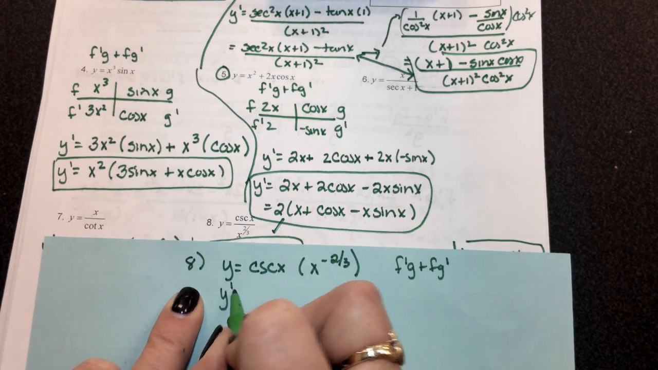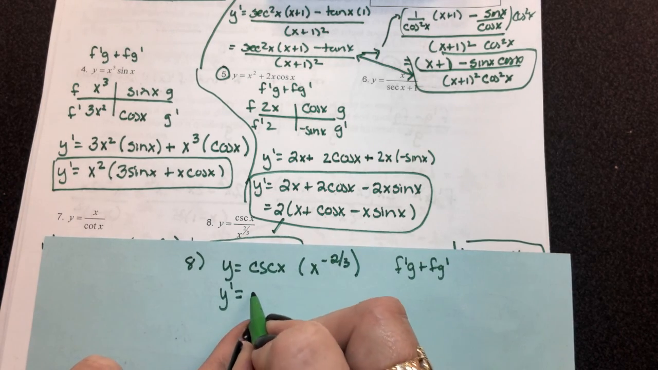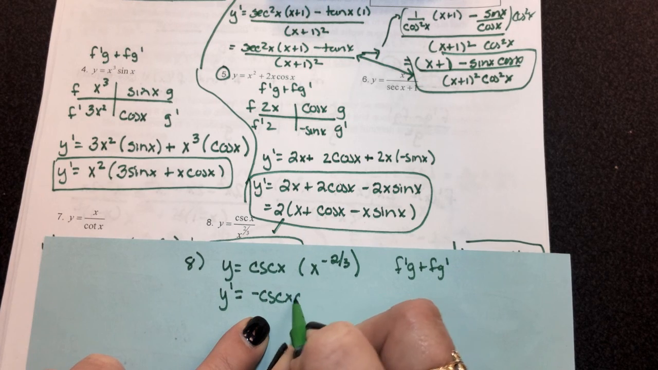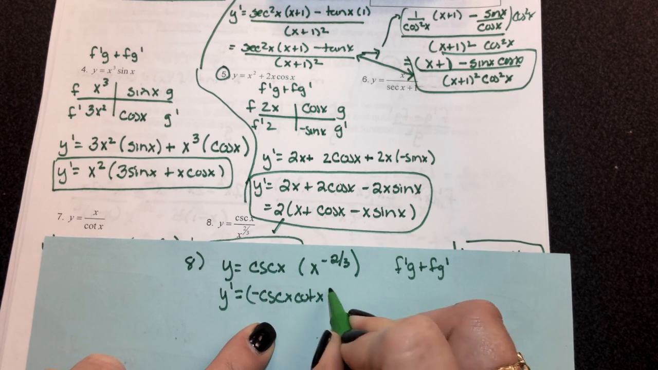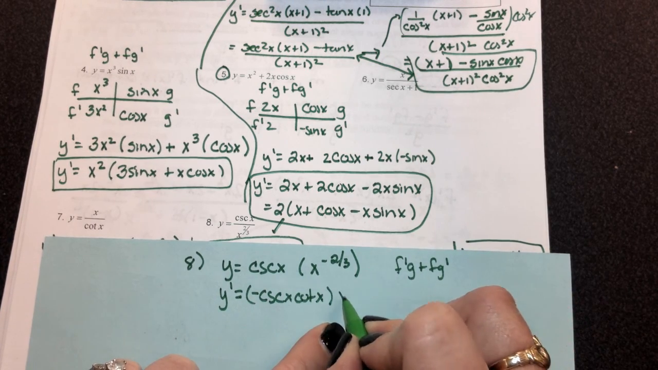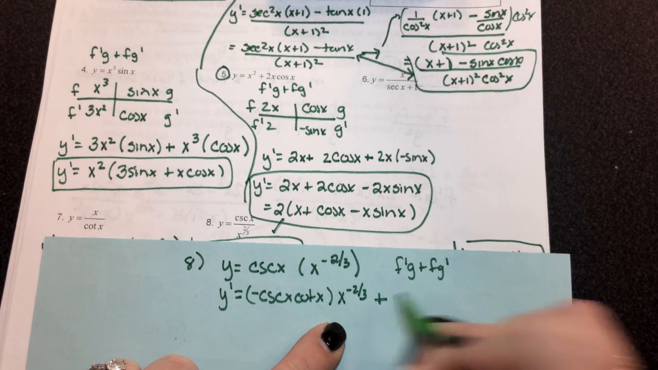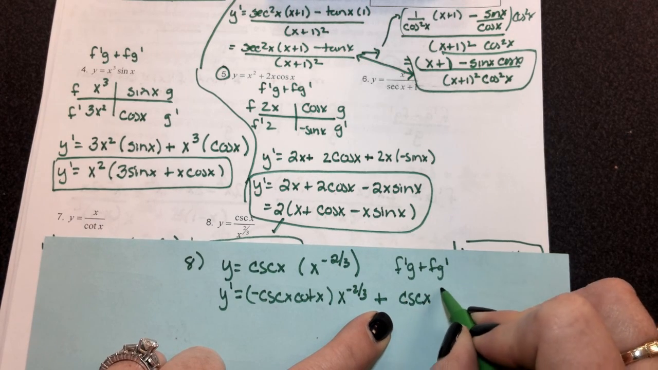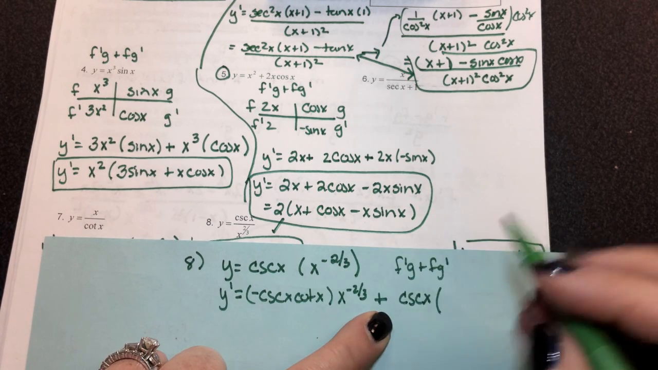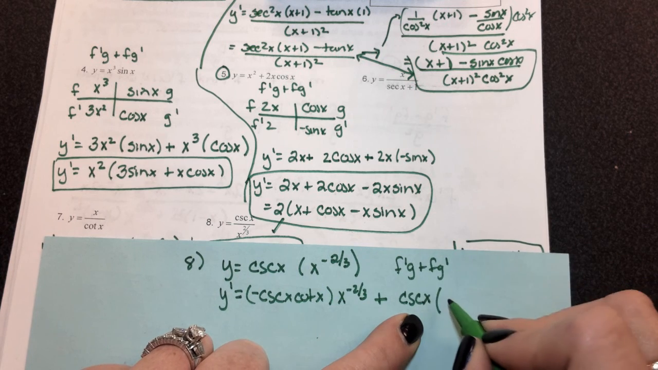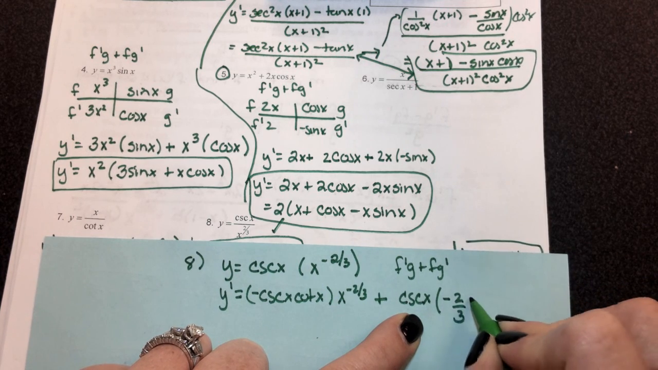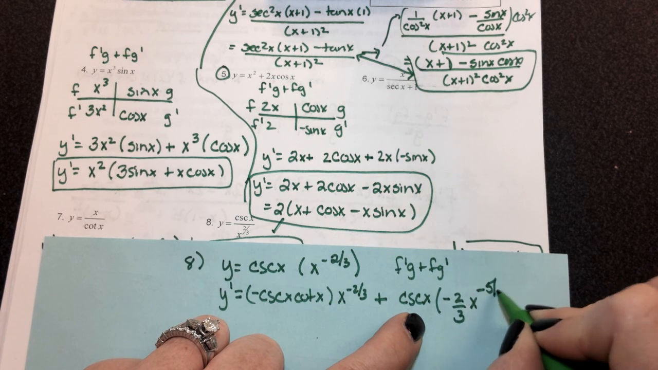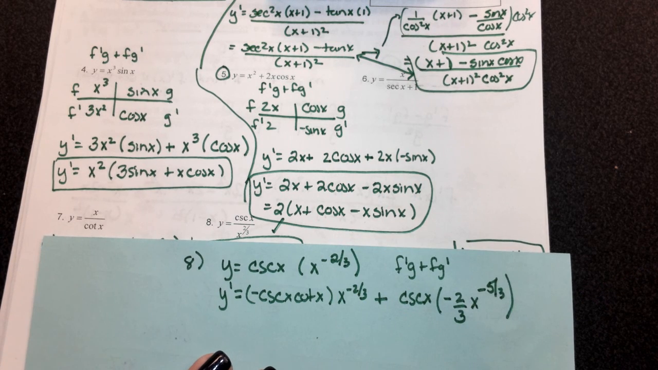So my y prime then, what is the derivative of cosecant? The derivative of cosecant is a negative cosecant x cotangent of x. There's my f prime. G is the x to the negative 2/3. Plus f, which is just my cosecant of x, times g prime, which is the derivative of x to the negative 2/3, and by my power rule, that's going to give me negative 2/3 x to the negative 5/3. So any questions on how I use my product rule here? Like I said, you could use your quotient rule if you wanted to as well.